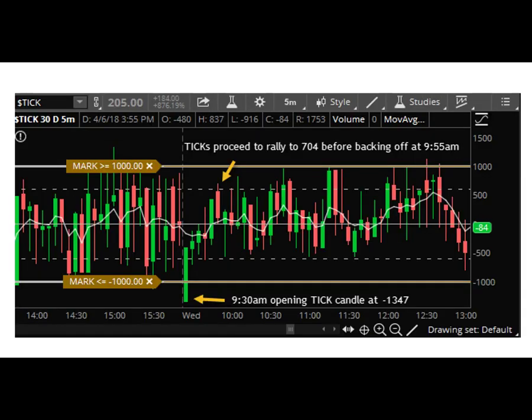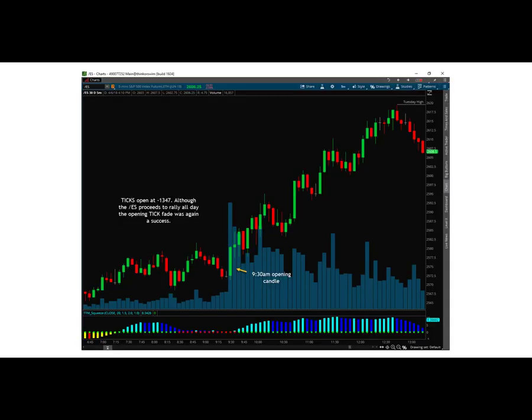Go to the next one, and here's another one where the opening was a negative 1347 right here. And then the ticks didn't stop making higher highs until here, which was at 9:55 in the morning. So, that being said, we'll go to the next slide, which is a 5-minute of the ES on that morning. And this is Friday, April 6th, 2018. So this was Wednesday morning, April 4th, 2018.